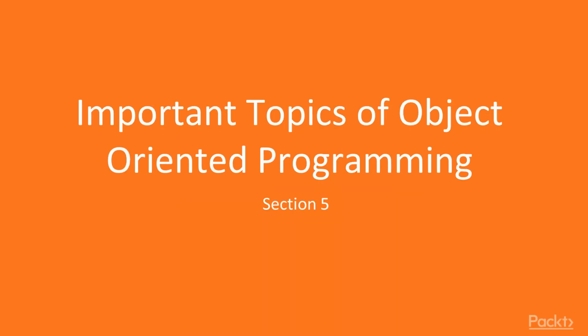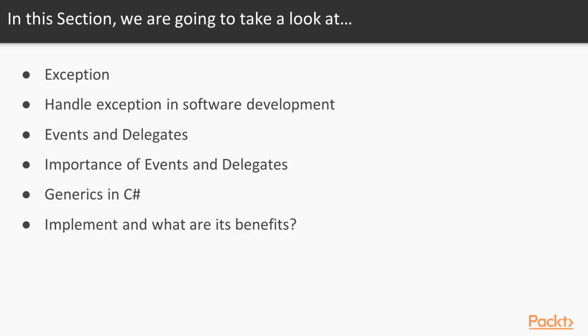Hello, welcome to Section 5, Important Topics of Object-Oriented Programming. Let's see what we are going to cover in this section. In this section, we will talk about exceptions, how to handle exceptions in software development, why it is so important. We will talk about events and delegates. We will learn how to use them.